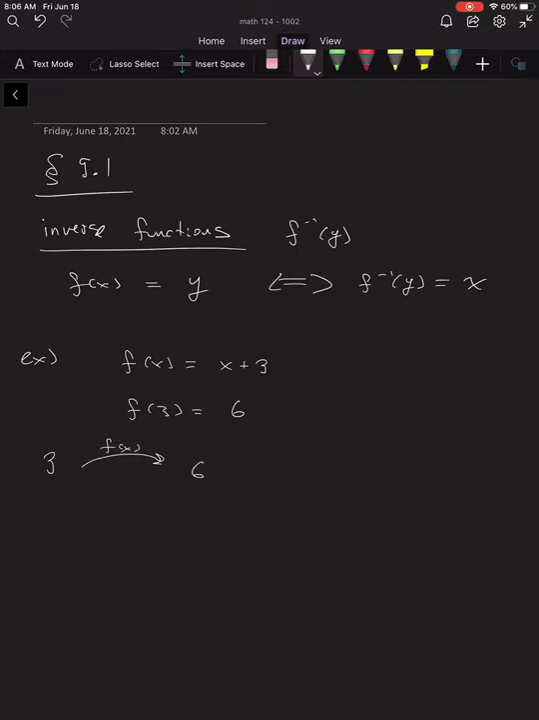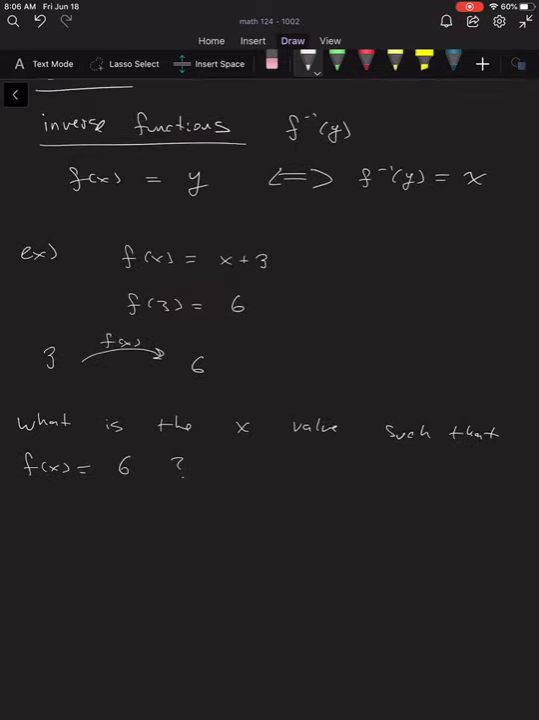But how about if the question asked, what is the x value such that f of x is equal to 6? So this is what the f inverse function solves. All we have to do is plug 6 into the f inverse function. So we would get f inverse of 6, and this would end up equaling 3. But the only way we would know this is we have to calculate the f inverse function.